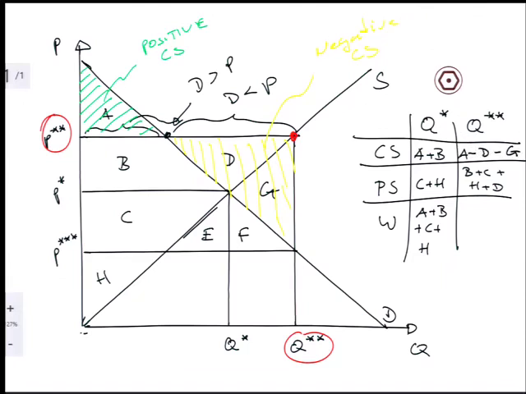All right? So now total welfare is going to be A plus B plus C plus H plus D minus G, right? So the D's cancel out. So I get A plus B plus C plus H plus D minus G. A, B, C, the D's.